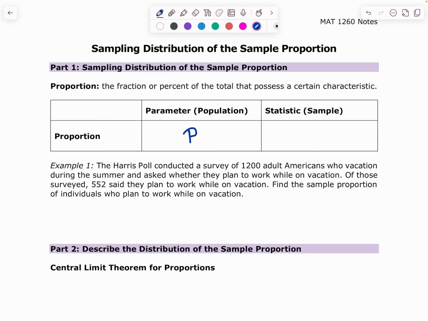And for the sample proportion, we use a lowercase p, and then we put a little caret symbol on top of him. And we call this guy p hat, because he's wearing a little hat. He's so fancy.